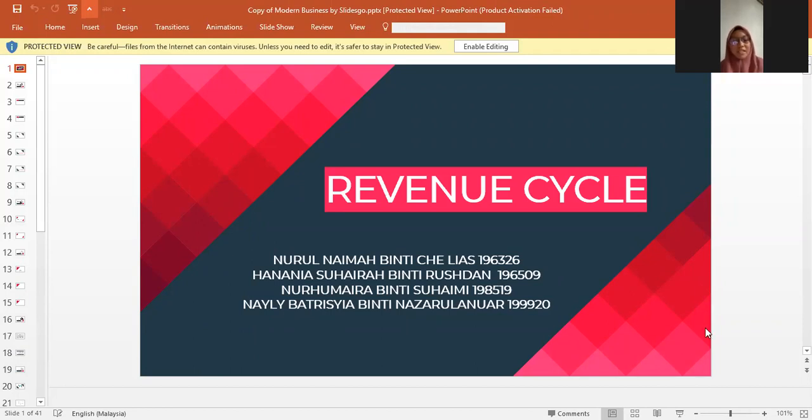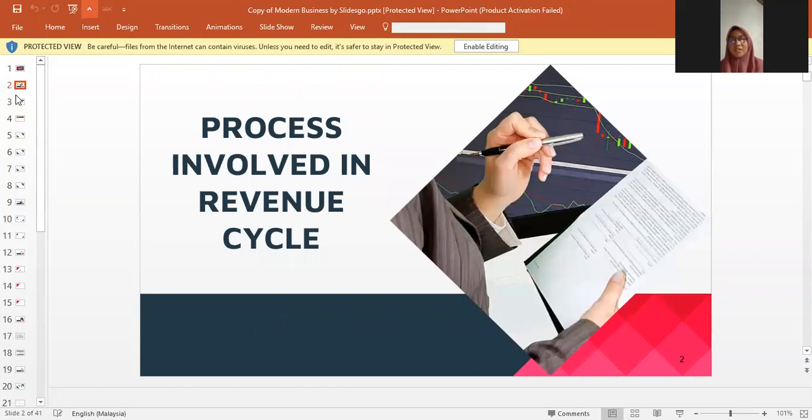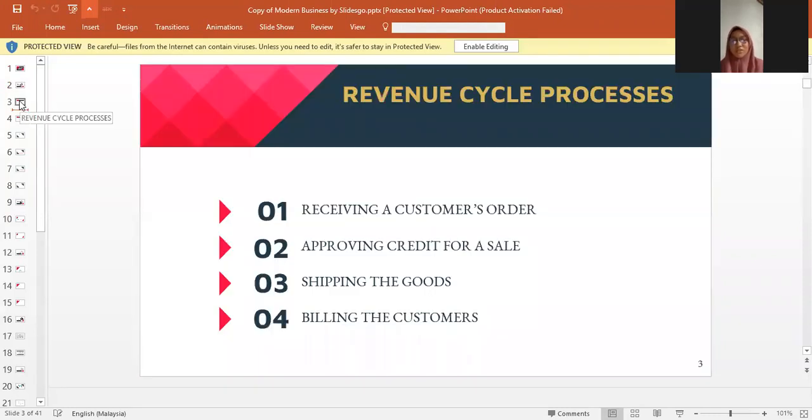So we begin with the processes involved in revenue cycle. Basically, revenue cycle begins with an order from a customer and then proceeding to the exchange of goods or services with a promise to pay, and lastly ending with the receipt of cash.